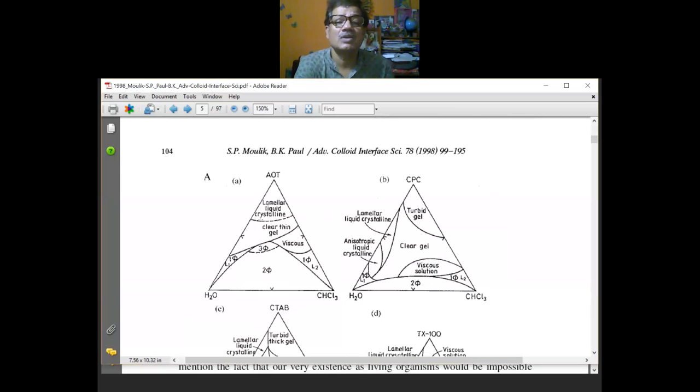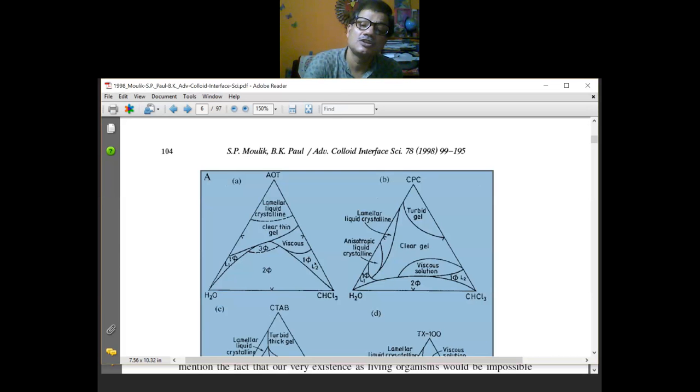So these are liquid crystalline. This is the clear region where they form gel. This is the viscous region. Here you see this region, single phase region. This is a clear region where it is oil rich. So basically the surfactants are dissolved in oil and they form reverse micelles, and some water molecules are dispersed. So this region is nothing but a region where you get water in oil dispersion.